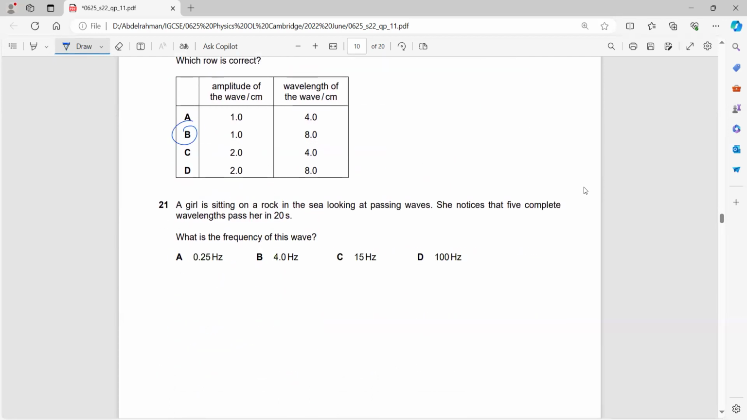A girl is sitting on a rock by the sea looking at passing waves. She notices that 5 complete waves pass in 20 seconds. What's the frequency? What's the frequency? It will be A.